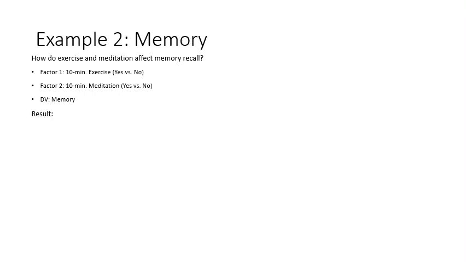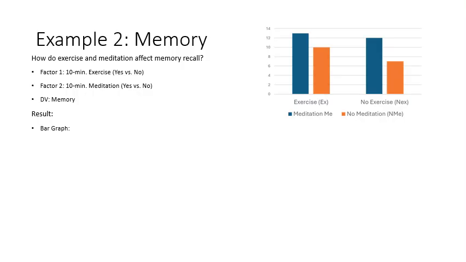So we find in our data that we have a main effect of meditation, and we can look at this in a bar graph. In this case, orienting to the graph, we can see that the colors of the bars represent the meditation factor, and the clusters of bars represent the exercise factor. And so we can see here that we have a main effect of meditation because in both clusters, the blue bar is taller than the orange bar. We can see that on the left, blue is taller than orange, and the same is true on the right.